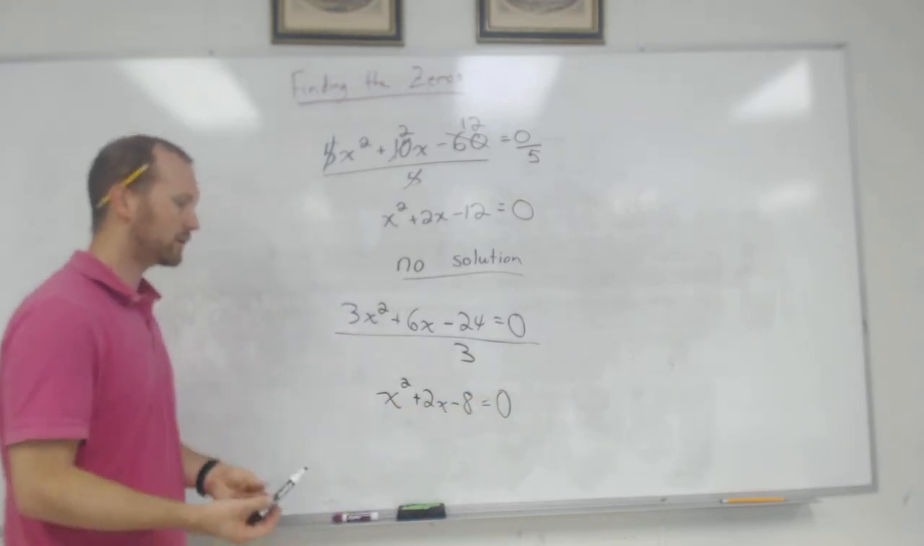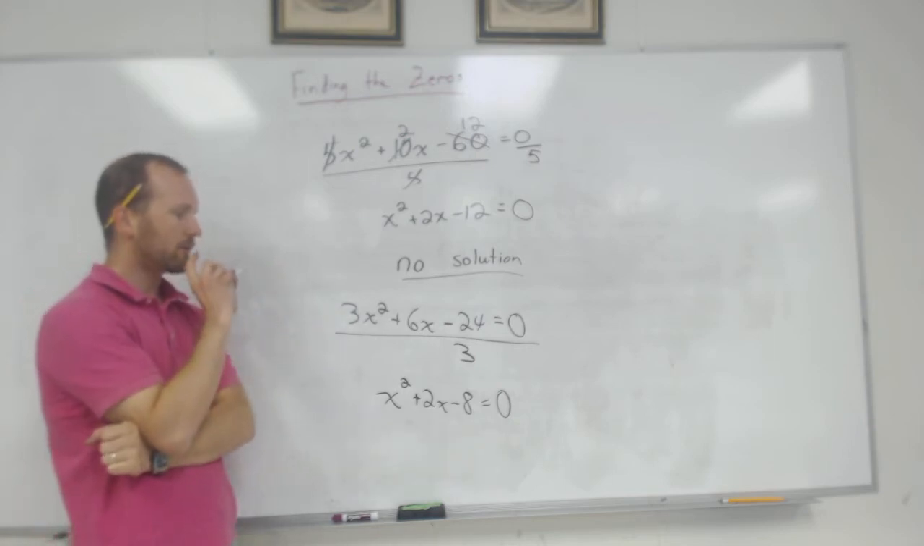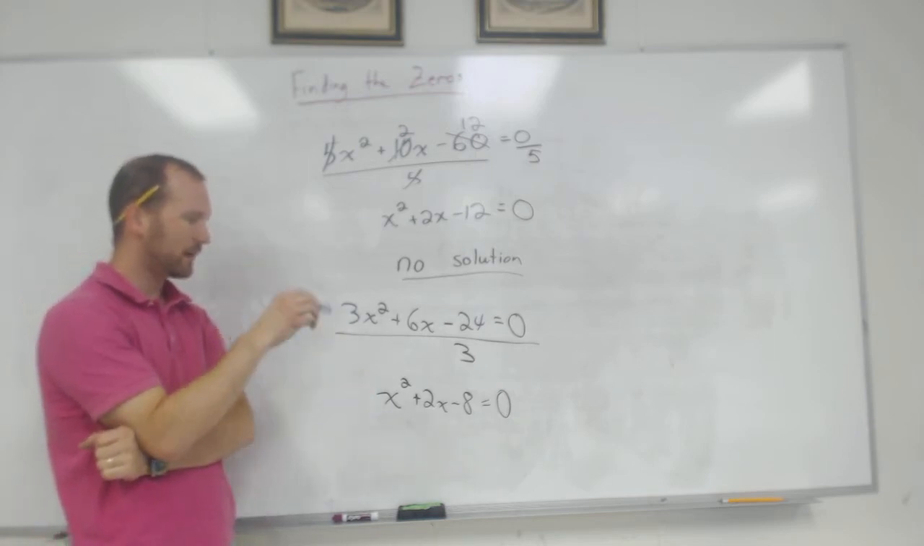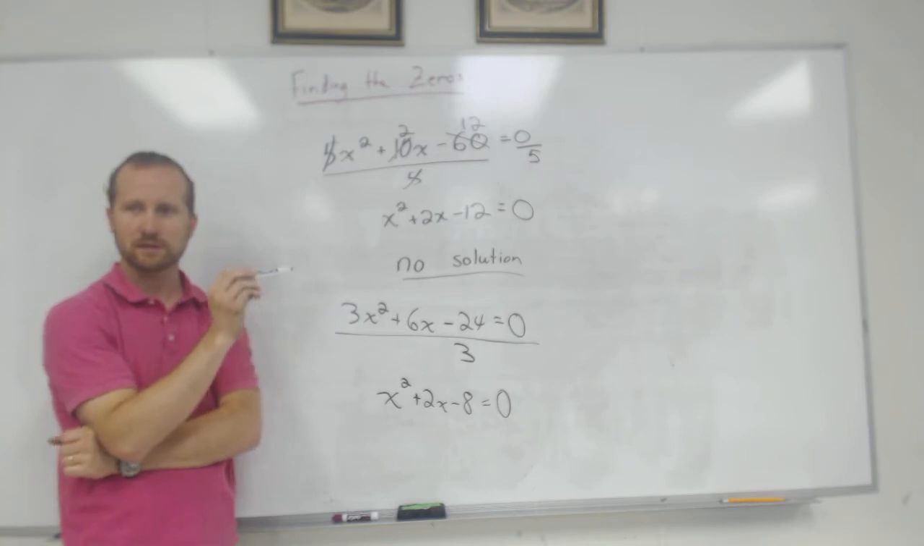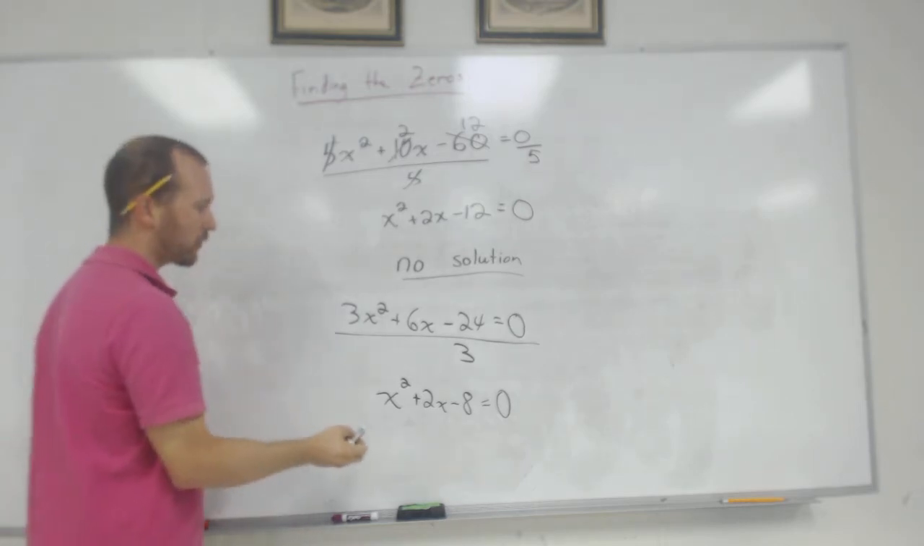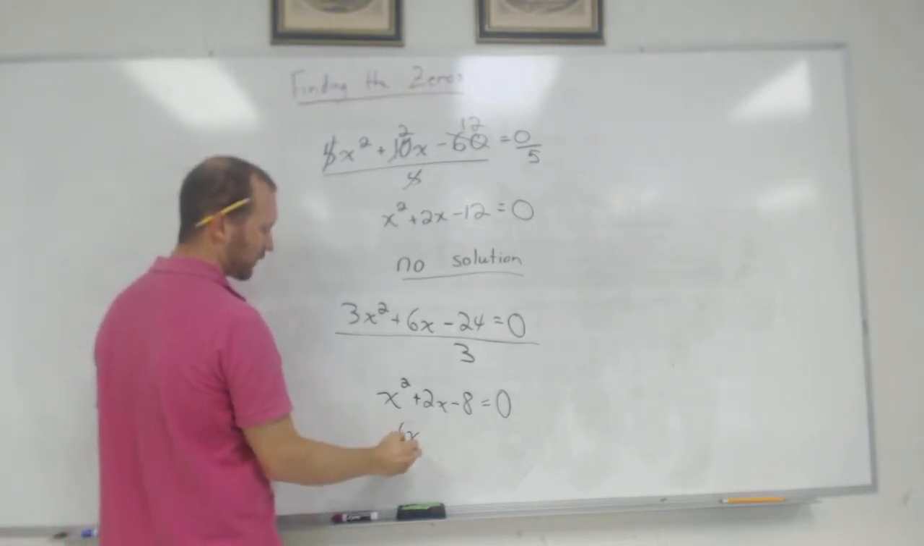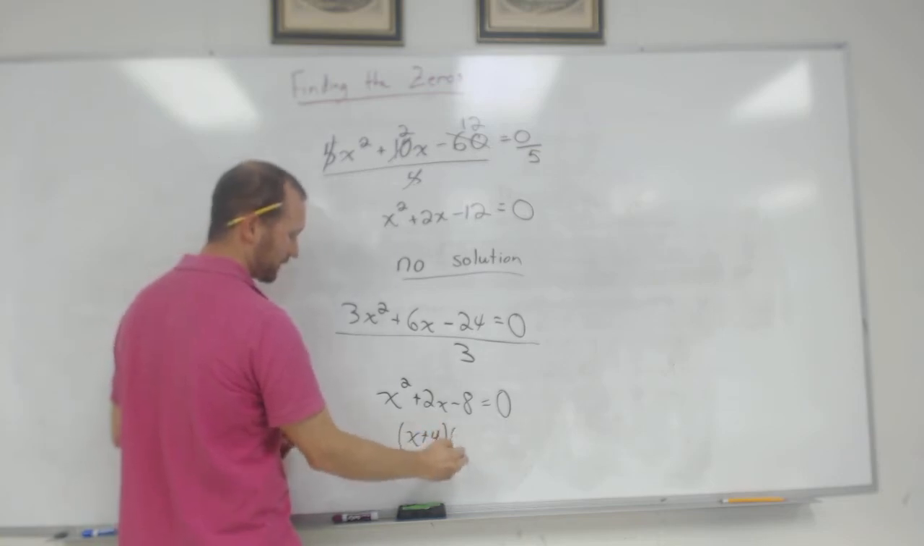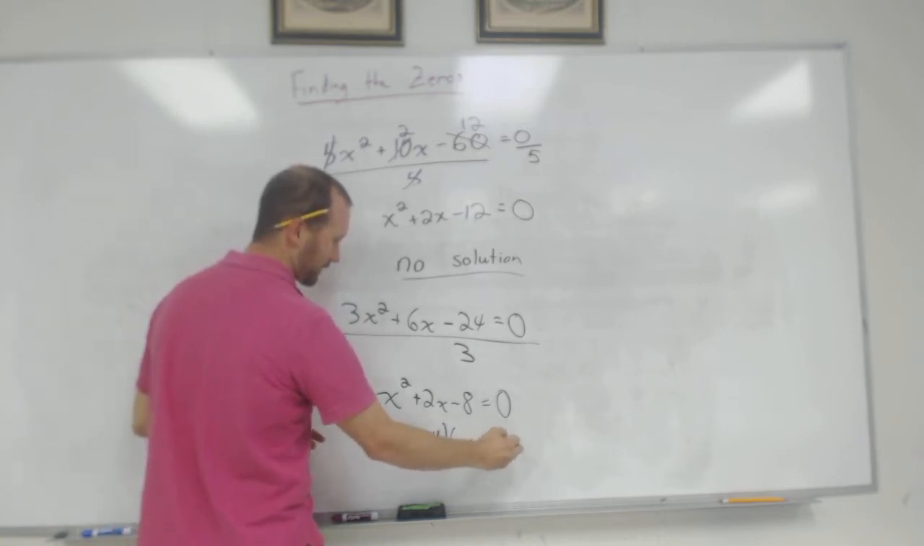Yeah. 0 divided by 3 is 0. Okay. Factors of negative 8 that add up to 2. Those exist. 4 and 2. 4 and negative 2. There we go.